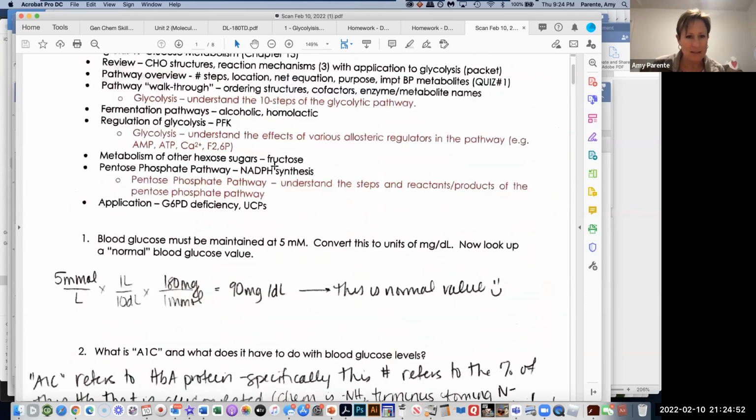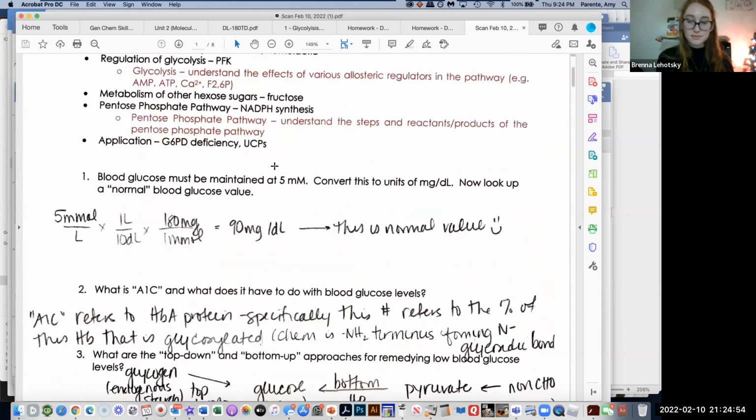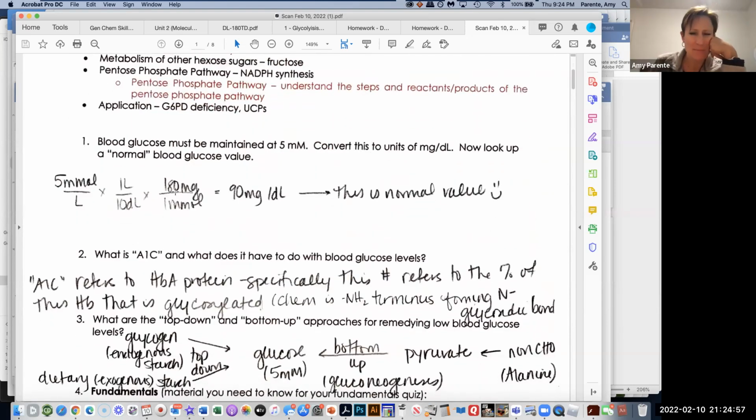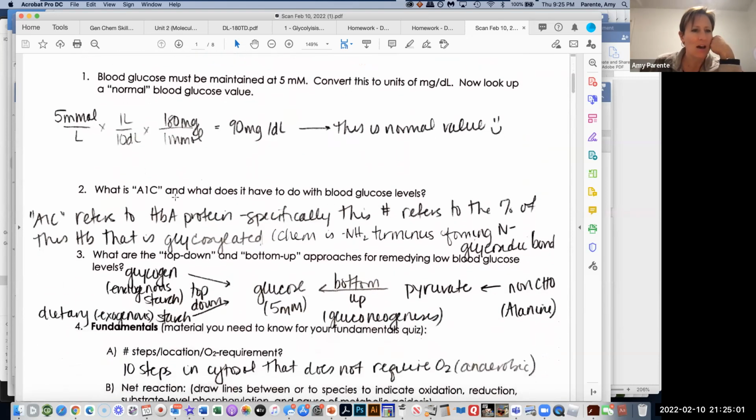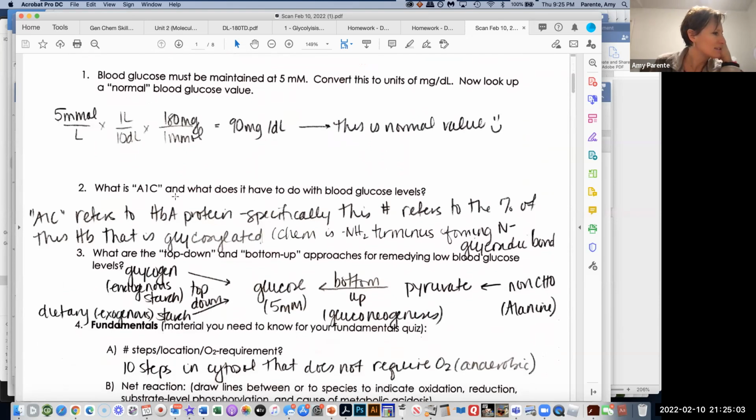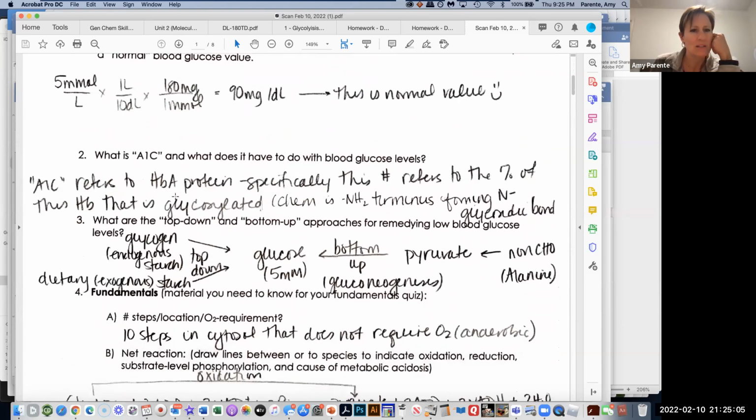Okay. Let's see. So a little bit of math here. I think a lot of people are okay with that math. What is A1C? A1C is that hemoglobin A protein. Specifically, that number refers to the percent of this hemoglobin that is glycosylated. The chemistry is that you have the N terminus that forms an N-glycosidic bond. So that's what you do with that.